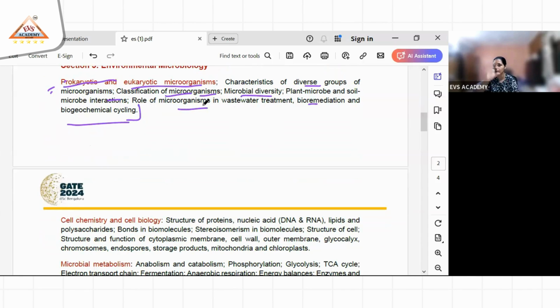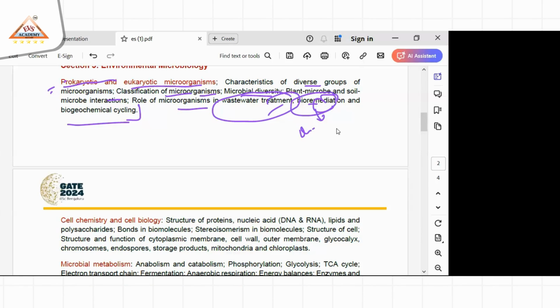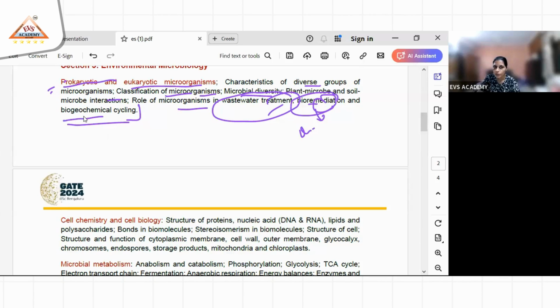The role of different microorganisms in these processes, like wastewater treatment and bioremediation, in which we use living organisms to remediate. It can be soil, water, you can remediate anything. Are you seeing something? No, ma'am. Okay. And after that, the biogeochemical cycle.